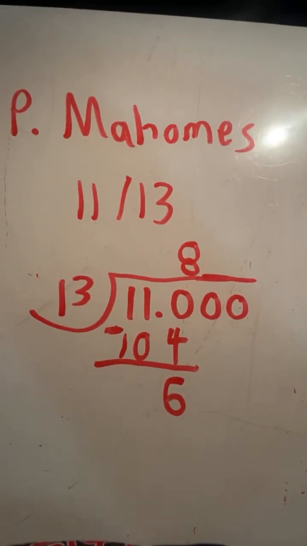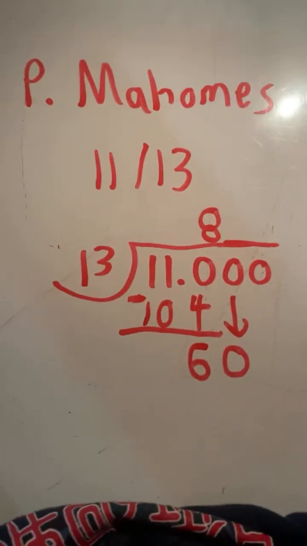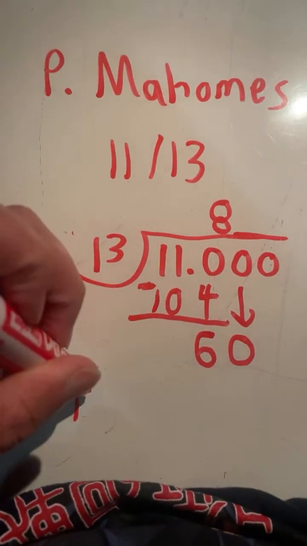So 110 minus 104 equals 6. We bring down that 0. That 6 becomes a 60. Now I got to figure out how many groups of 13 go into 60.